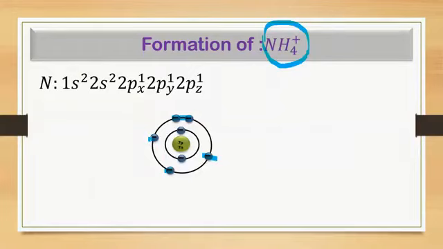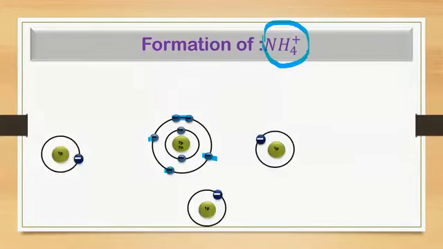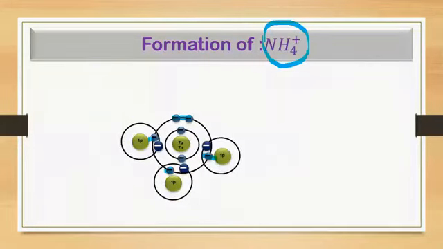So nitrogen first of all combines with 3 hydrogen atoms and produces an ammonia molecule. But the nitrogen atom contains 1 lone pair of electrons. For that reason, it also combines with a proton by coordinate covalent bond and then ammonium ion is produced. So ammonium ion is a positive radical because the ammonia molecule combines with H plus ion which is positive.